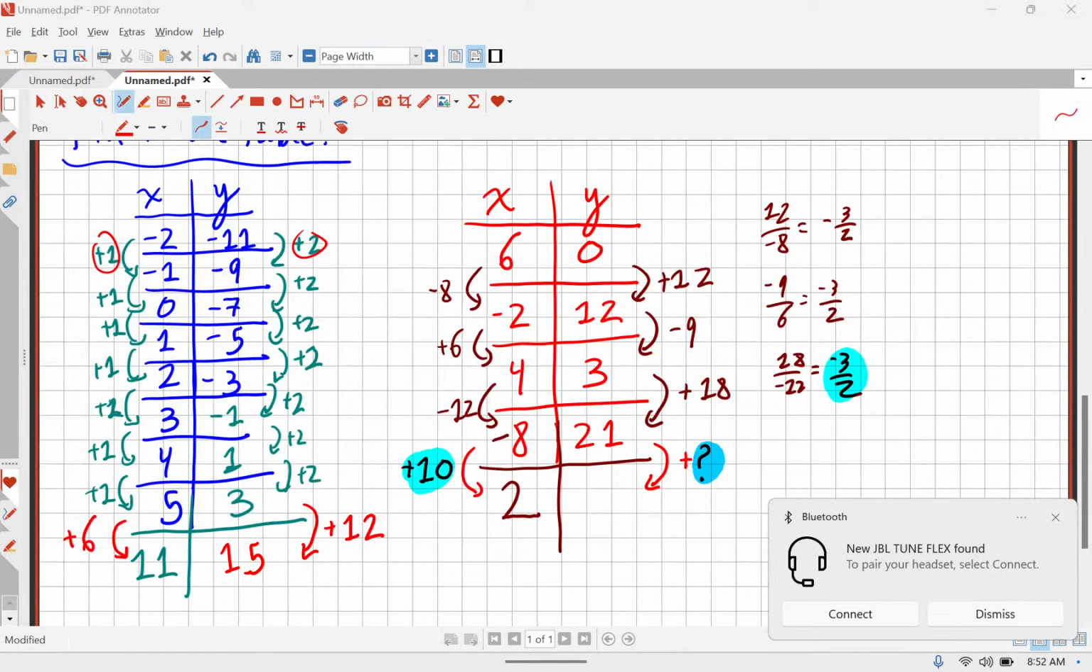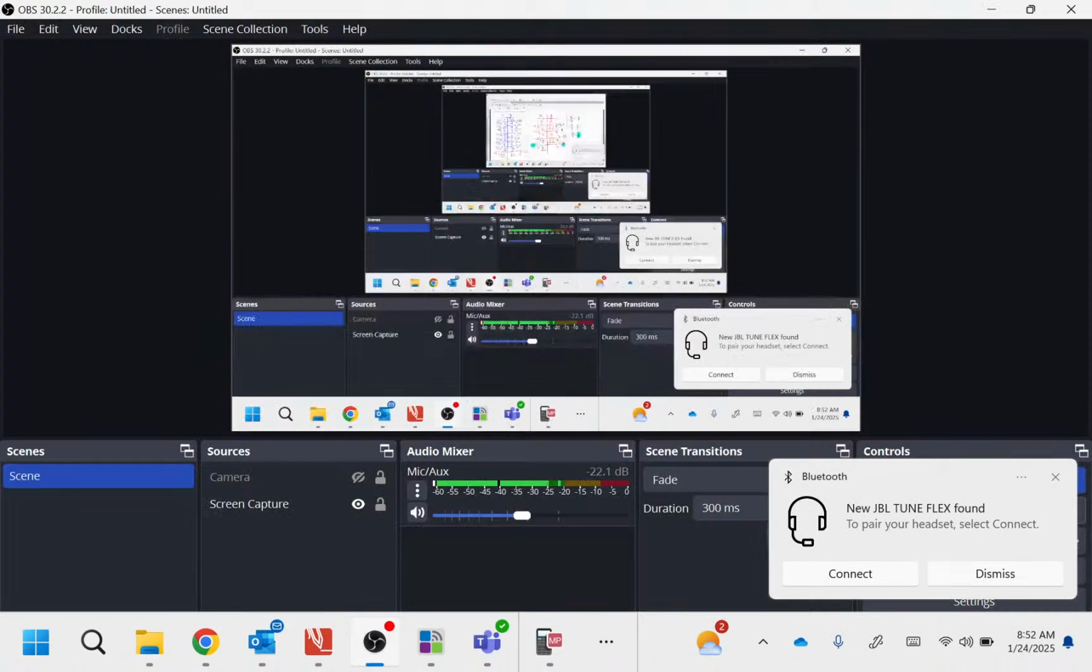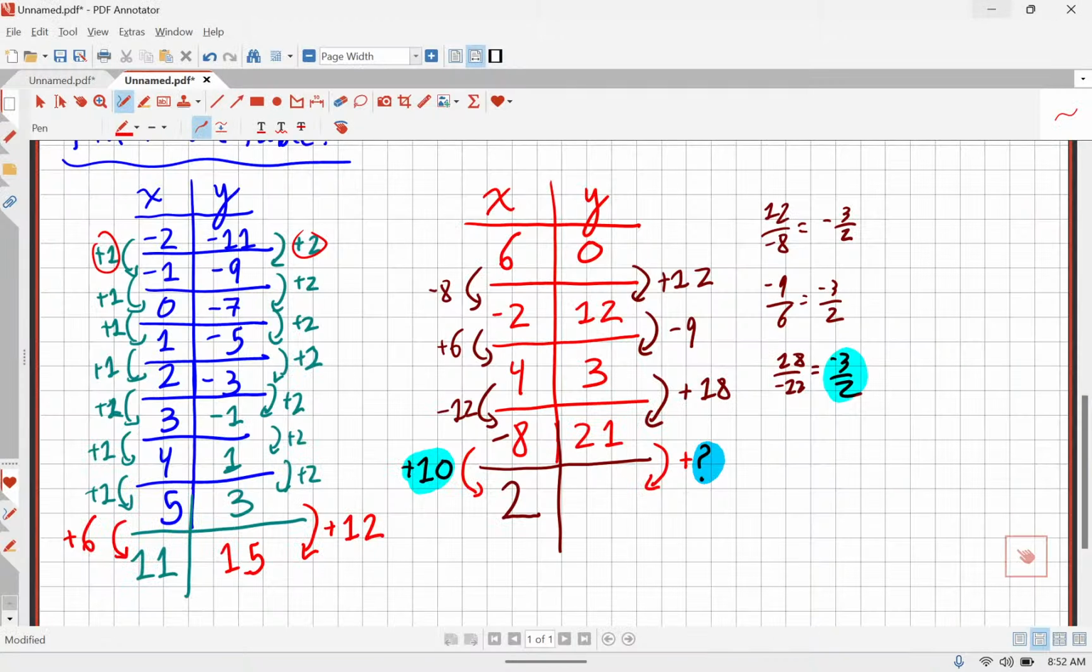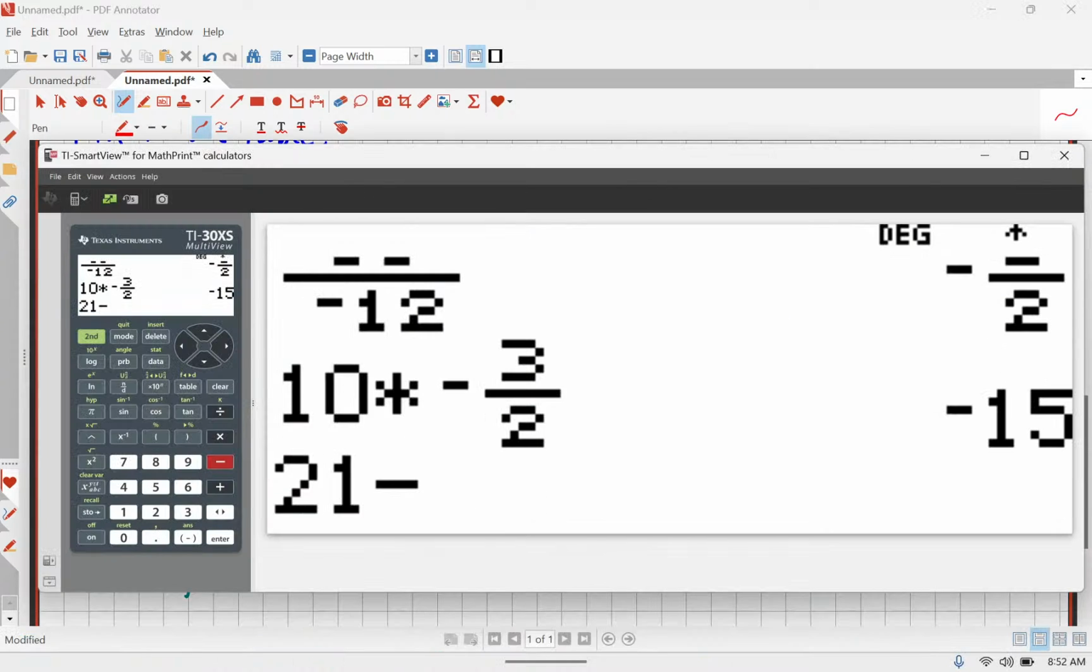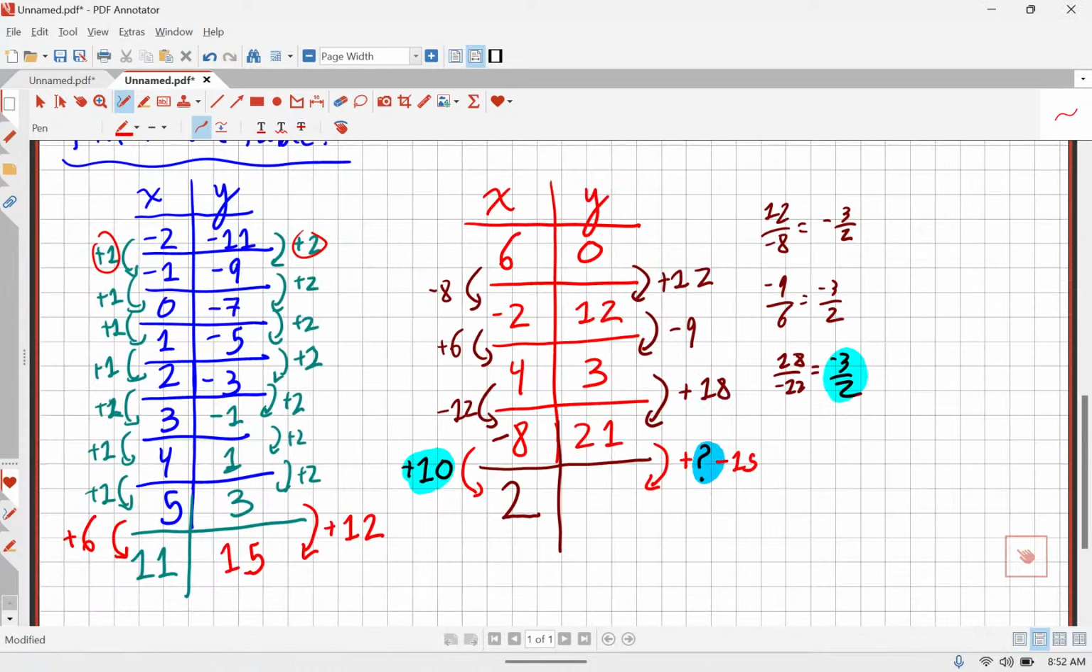That means that this is going to go... Uh-oh. Am I still recording? Yeah, it's okay. All right. That means that's going to go down 15. And 21 minus 15 is 6. Kind of weird. Kind of weird.